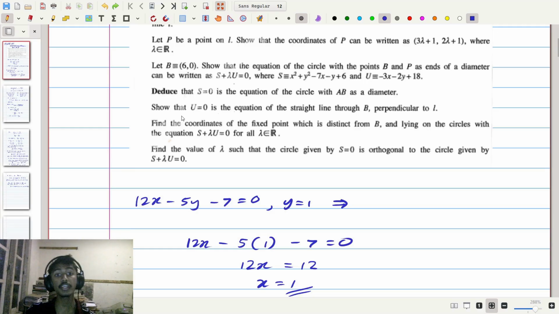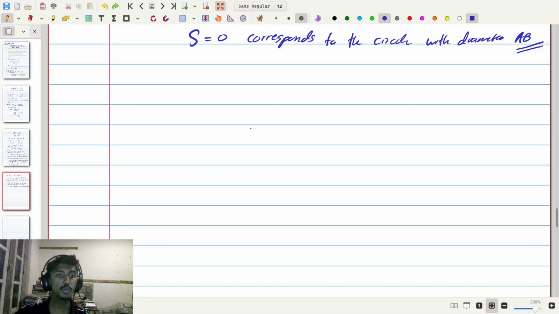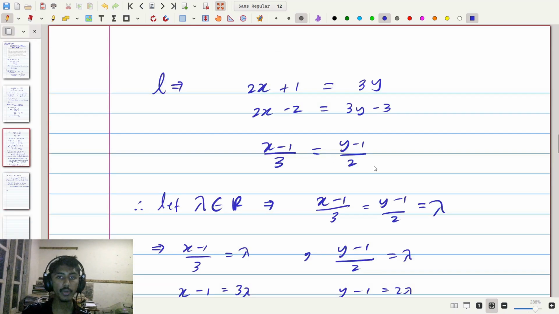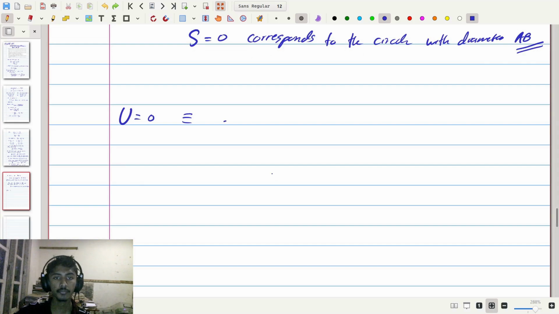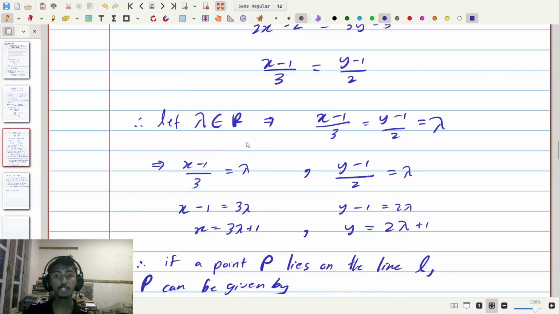Now I myself found the second method easier, so therefore I'm going to try the second method. I'm going to take this line u equals 0 and I'm going to see if that line passes through B and also if it's perpendicular to L. Now considering u equals 0 corresponds to the line, if I take the equation of the line u, I get minus 3x minus 2y plus 18 equals 0. So this is the line corresponding to u equals 0.